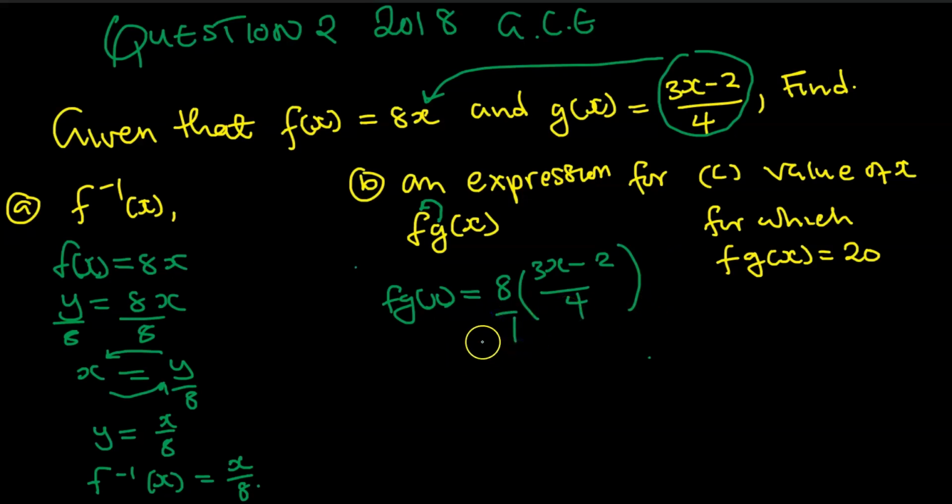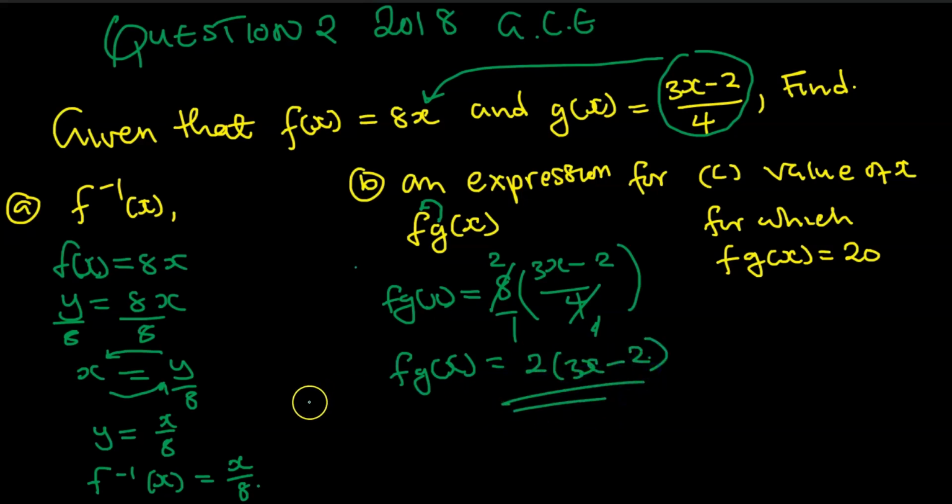What is going to happen here is that you are multiplying this 8 and whatever is inside. Okay, so this one, in multiplying this one, 4 into 4, that is 1. Here is 2. So you remain with fg(x) is equal to 2 outside, (3x minus 2). Okay, this one. That is fg(x).